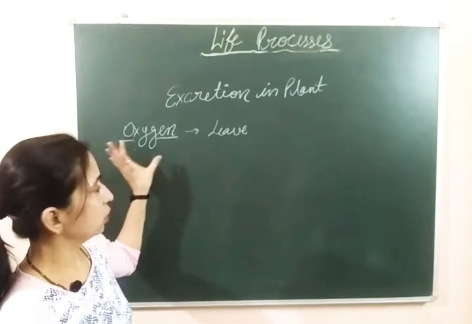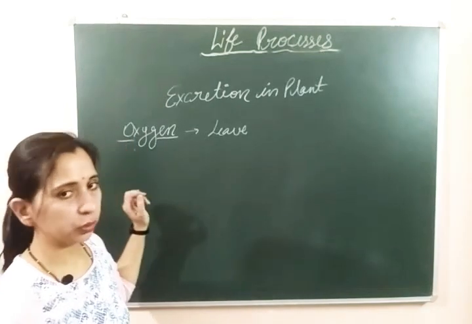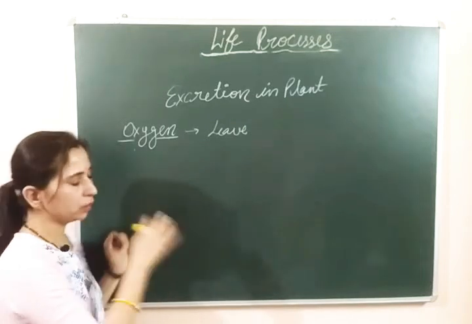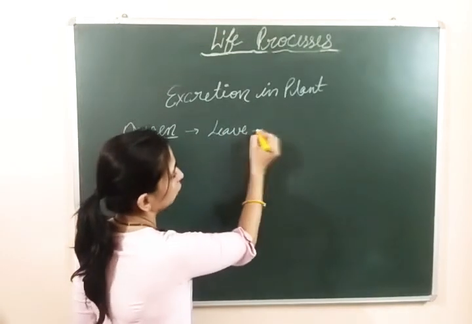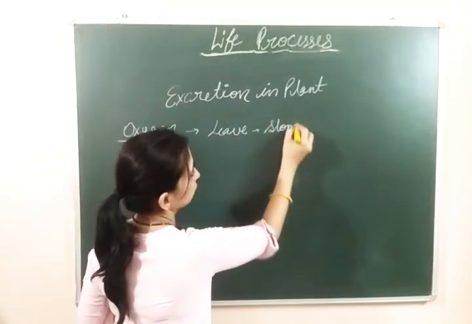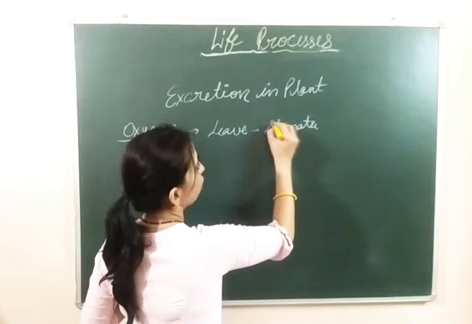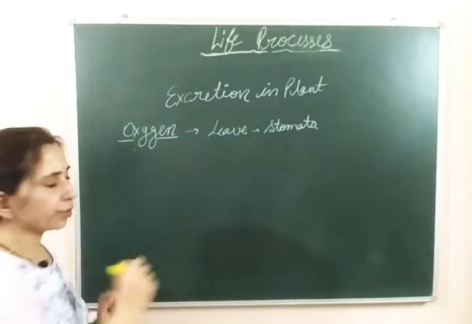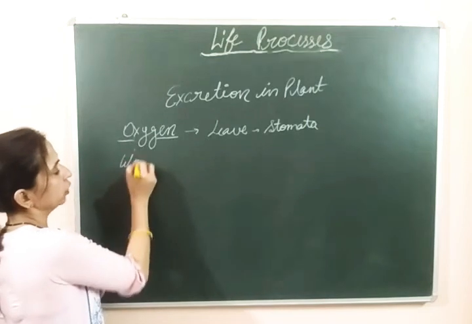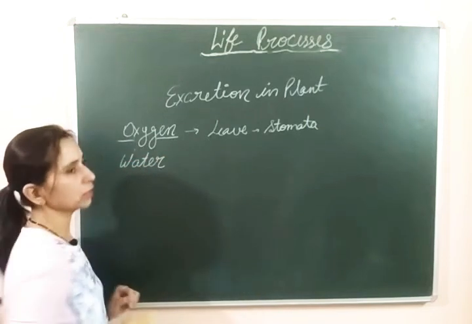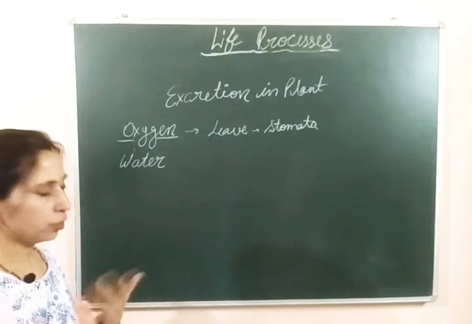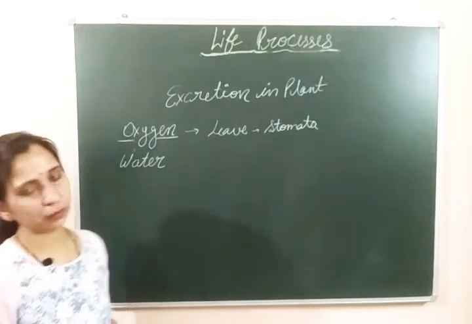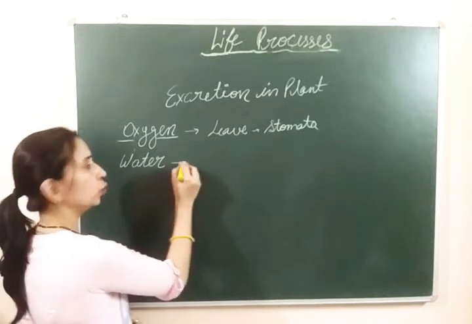So this is the oxygen, which is actually the waste product, and it forms during the process of photosynthesis. Plants release this oxygen through leaves, and on the leaves the stomata are present. So this is about the oxygen. Besides oxygen, water is also released by the plant. Water which is present in excess, which is not utilized by the plant, is released from the plant through its leaves.